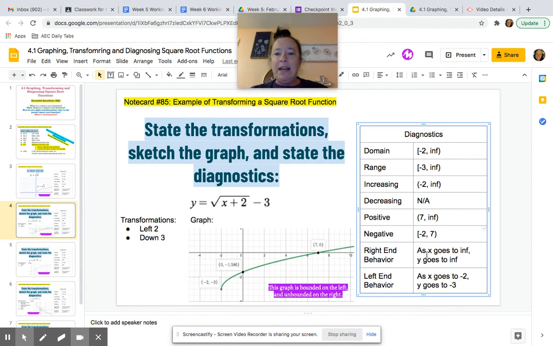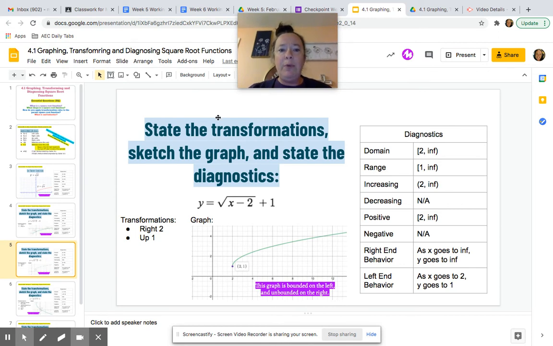Okay? Now, the right-end behavior: as x gets bigger and bigger, as x goes to infinity, that's how you say it, on the right, what's happening to the y values? Your y values are going up, up, up, so they're going towards infinity. Left-end behavior, we are bounded on the left, right? So as x goes to -2, y is going to -3. All right, pause me and finish up note card 85.